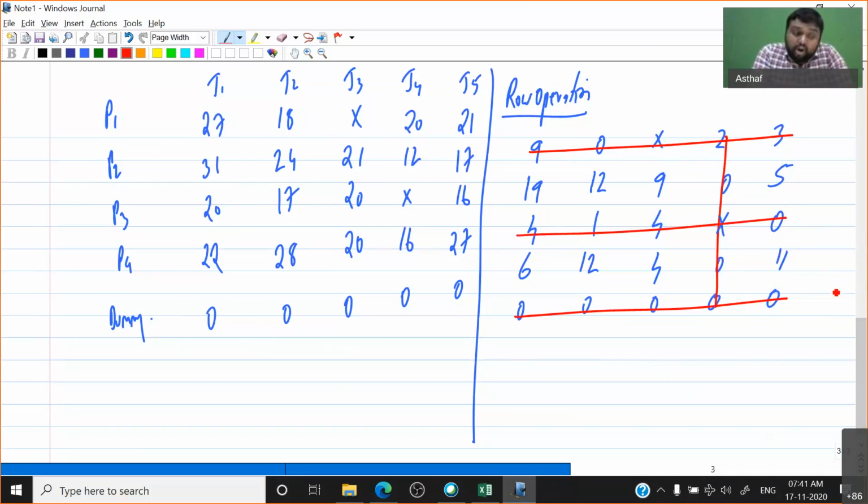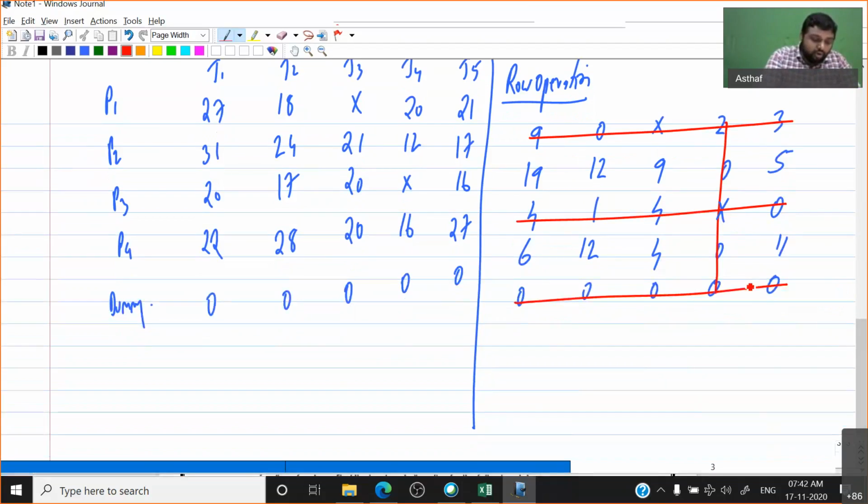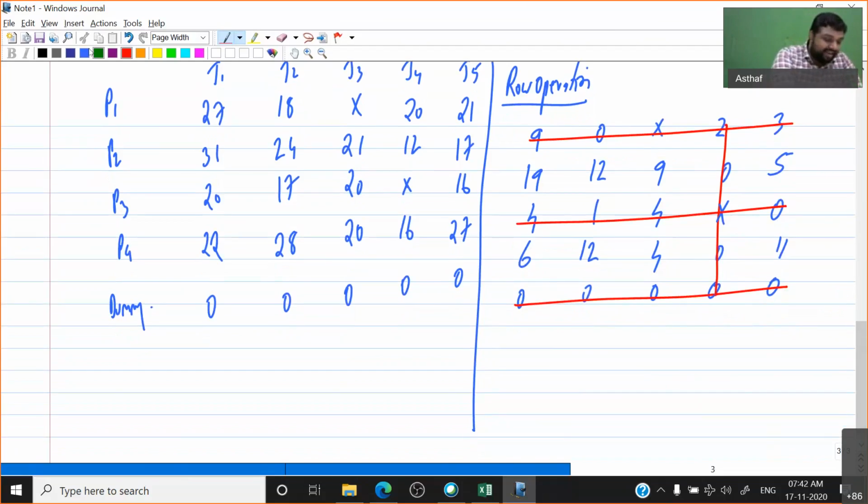How many rows and columns are there? If you look, rows and columns are 5. The lines we took are 4, but rows and columns are 5. That means optimality is not reached. So if optimality is not reached, what do we have to do? We have to go with the improved matrix. Sir, how do we go with the improved matrix?